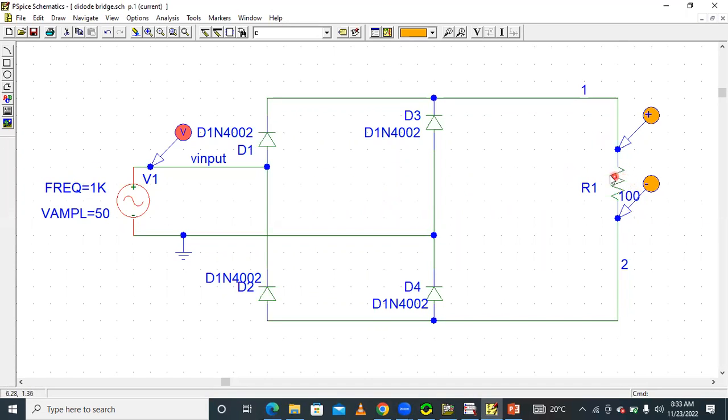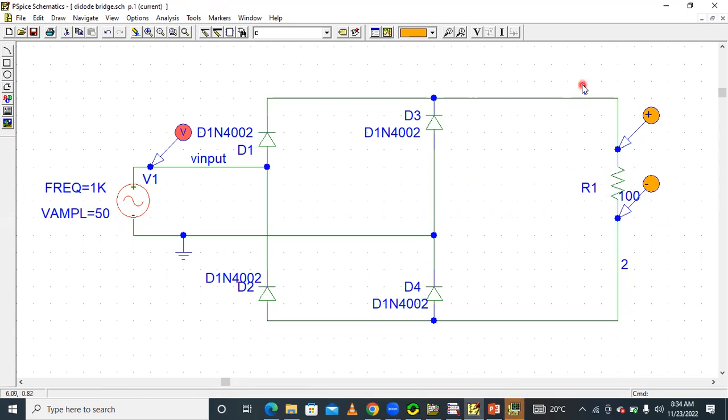The voltage across the resistor is the output voltage, and this is without filter. Without filter, we execute this experiment and then simulate. Then we will get the output voltage across the load, the load voltage. The load is connected between nodes 1 and 2.